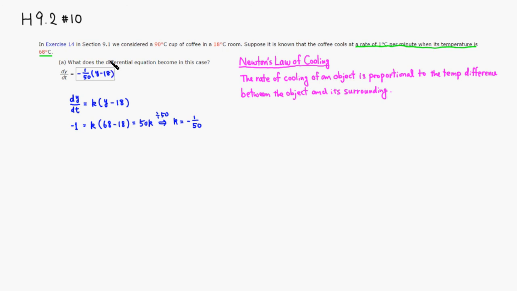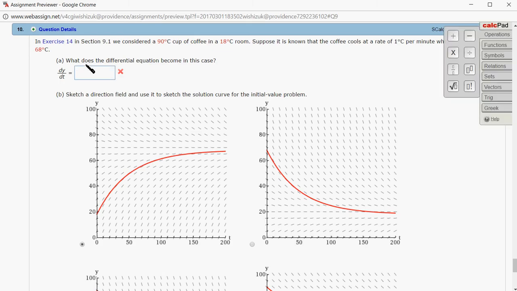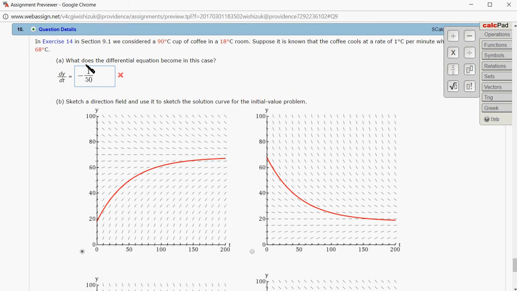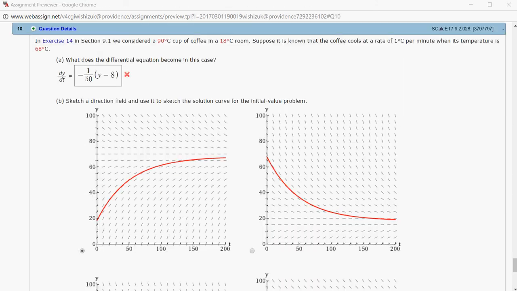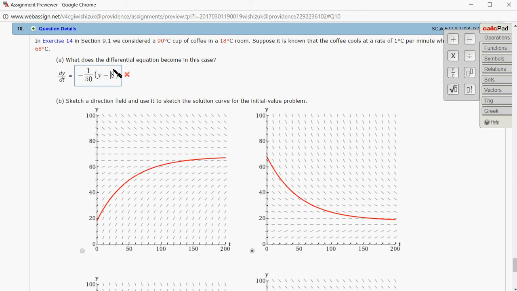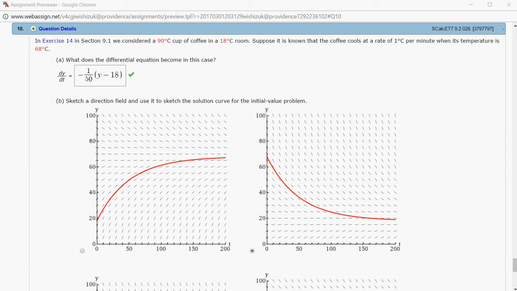Alright, so let's type it in. The differential equation is negative 1 over 50 times quantity y minus 18. Let's go ahead and check the answer first. Oops, I put 8 instead of 18, so 18. Check again. Alright, we got part A correctly. Let's look at part B.